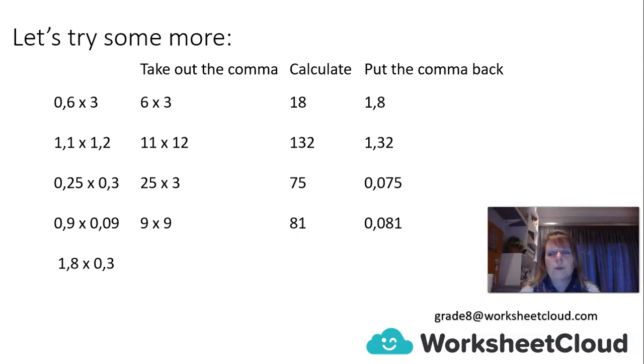Let's look at another one. 1,8 times 0,3 will give me 18 times 3. I multiply that out, I get 54. And again, I've got 2 decimal places in my number sentence, so I need 2 decimal places in my answer. So going from right towards the left, I'm going to go 1, 2, I can put my comma here. And the answer is going to be 0,54. Right, everybody happy with that?